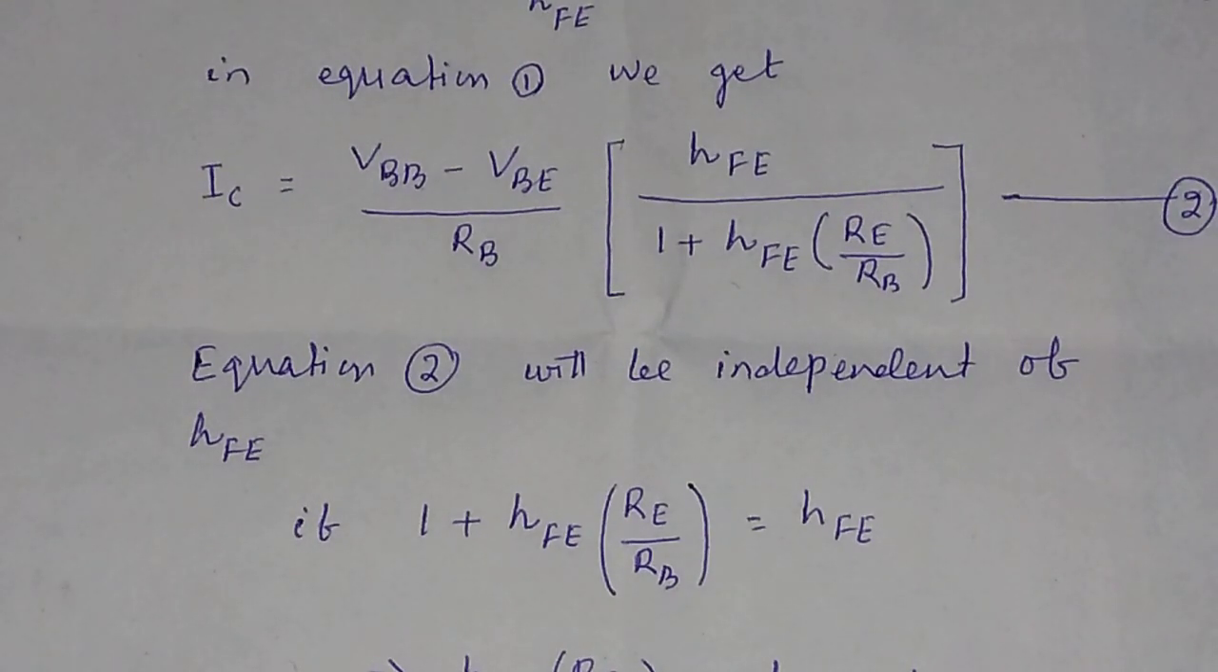And voltage divider bias is also called emitter bias circuit or emitter feedback bias circuit or self bias circuit. So the question will come like this: discuss or write a short note on voltage divider bias or emitter feedback bias or self bias. Thank you.